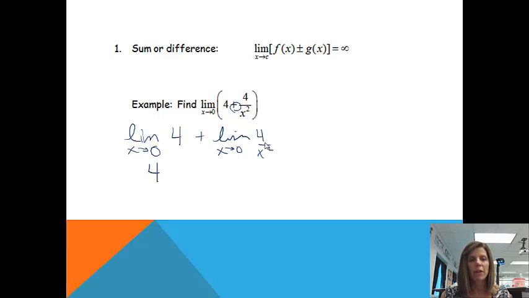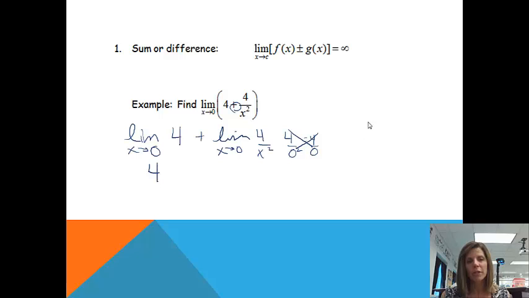Okay, for the next one, you'll notice if I go ahead and try to use direct substitution, if I try to plug in 0 for my x squared, I end up getting 4 over 0. And again, remember that doesn't mean we can't find the limit. That just won't work for the way to find the limit. I notice there's no canceling or anything to do, so I'm pretty much stuck.